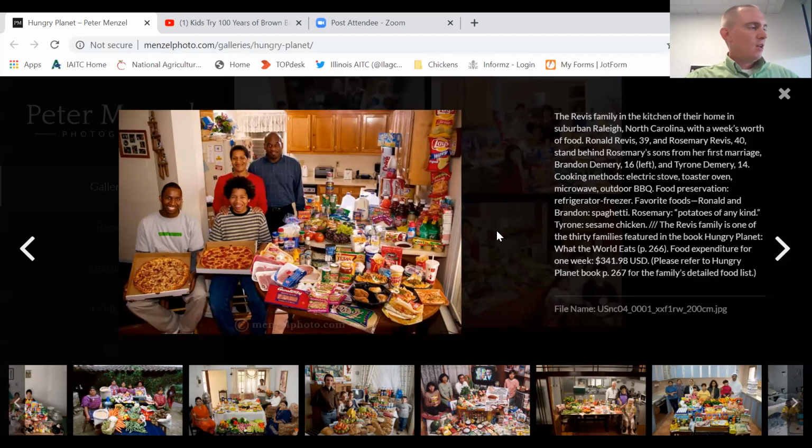all around the world. The other nice thing about this book is, in addition to the pictures of the families with their food, there's all sorts of other pictures in here as well that just show these rich cultures around the world and give a better idea into how people are living around the world. And so I can't say enough good things about this book. Hungry Planet, highly recommend it.